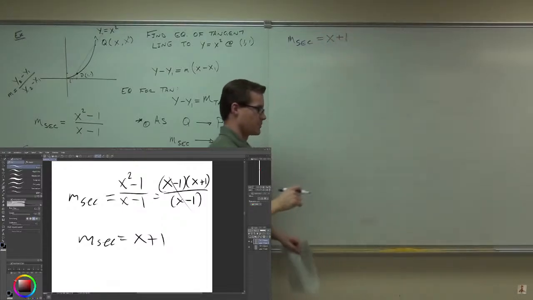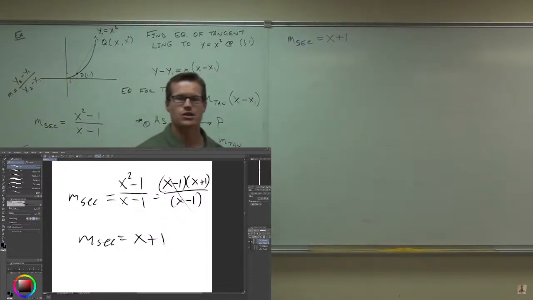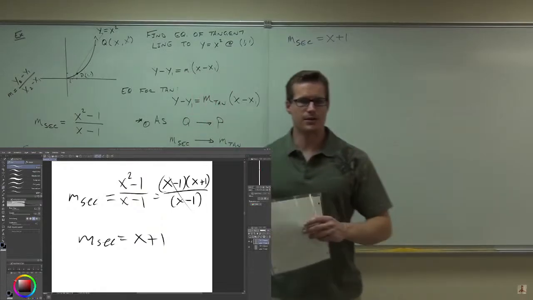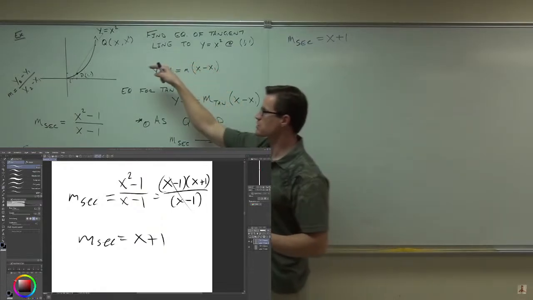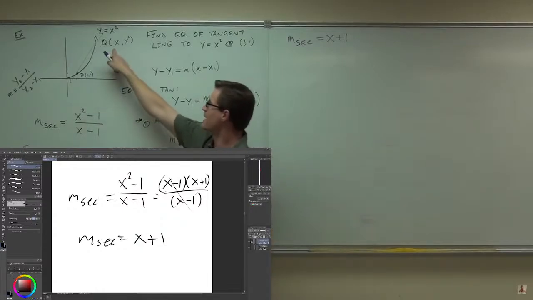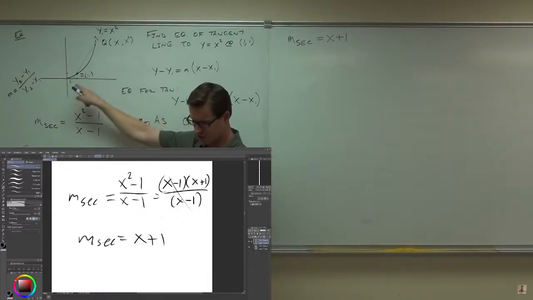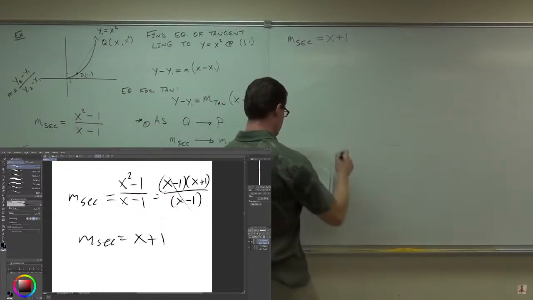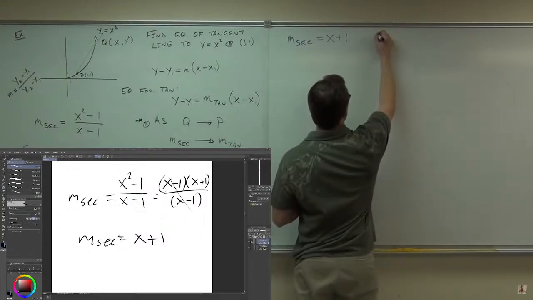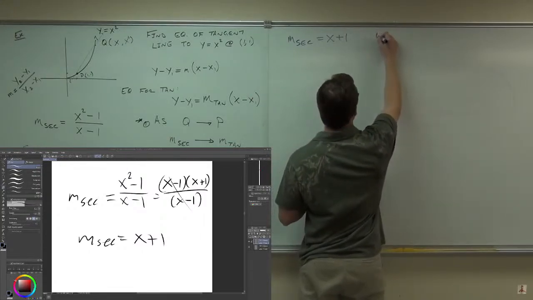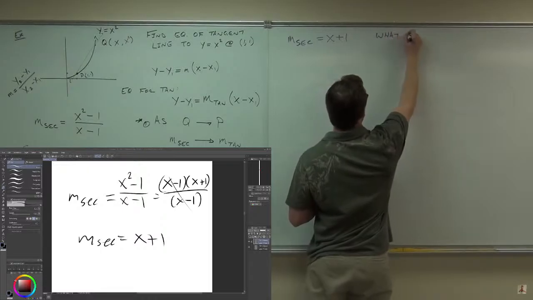So that was true. That's what we have down. What I'm asking you is, as Q gets closer to P, so basically as X gets closer to 1, what happens?